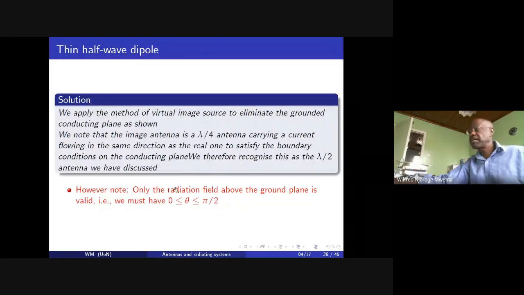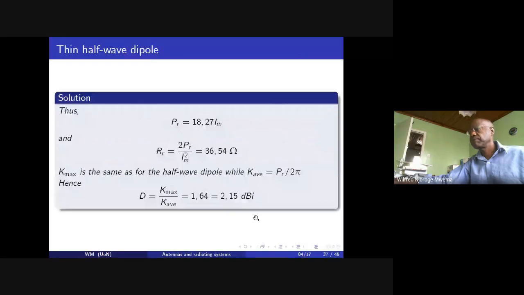However, we must note that only the radiation field above the ground plane is valid, or in other words, we must only consider theta values between 0 and pi by 2 rather than 0 and pi. So the radiated power is going to be half the original power. We'll get it as 18.27 Im squared. The square is missing.